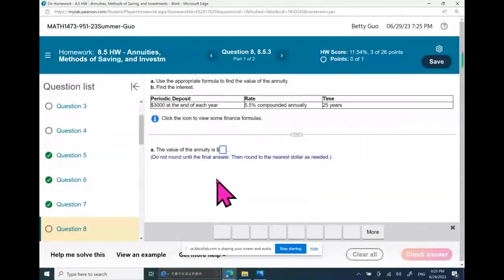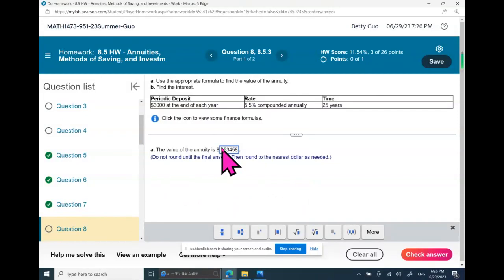Let me enter the answer and read the information in the parentheses. Do not round until the final answer, then round to the nearest dollar as needed. Okay, let me see my result. The dollar amount is 153457. Oh, we need to round it up because the tenths digit is 7.